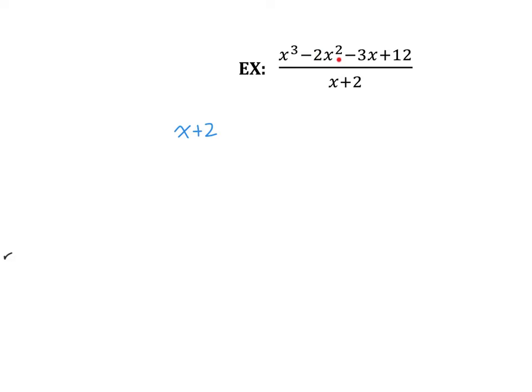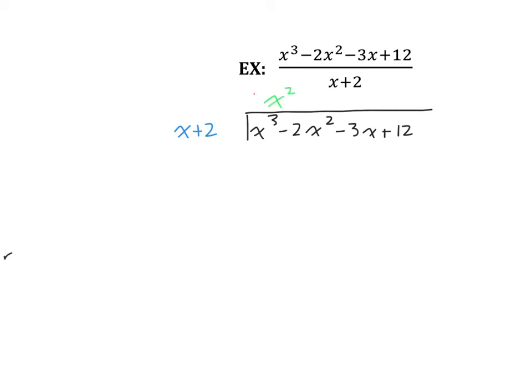If I was missing one of these terms, and you'll see in an example later on, we would need what's called a placeholder. But we'll get to that when the time comes. In the meantime, let's go ahead and get started. So we're going to have x cubed minus 2x squared minus 3x plus 12 underneath our division. Okay, so I still ask myself the same thing. x times what gets us x cubed? So hopefully we recognize, oh, x times x squared.